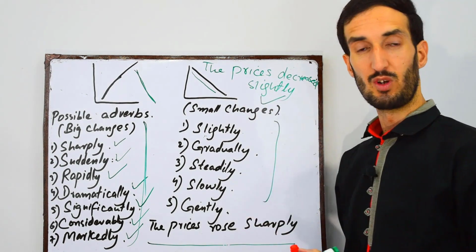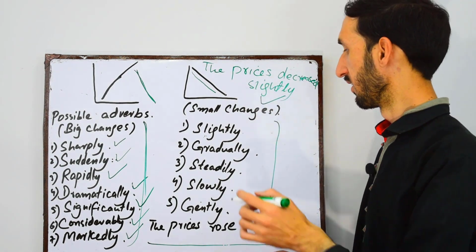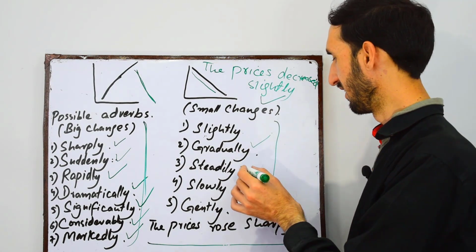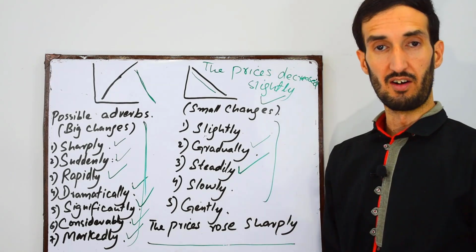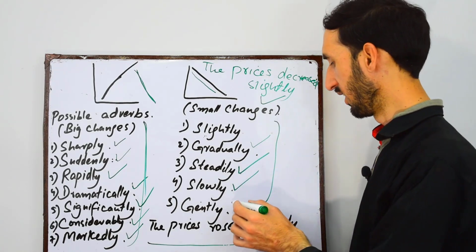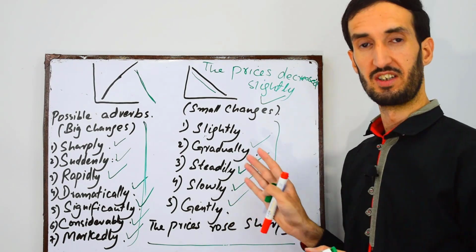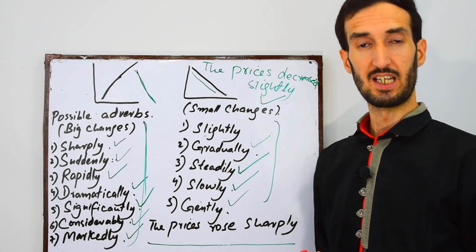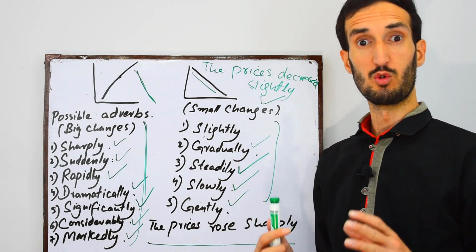The prices decreased slightly. Or the prices decreased gradually. Or the prices decreased steadily. Or the prices decreased slowly. Or the prices decreased gently. So you can use these words. You must learn these words. They will play a very important role and they'll give you a good band score. I want you to learn them.